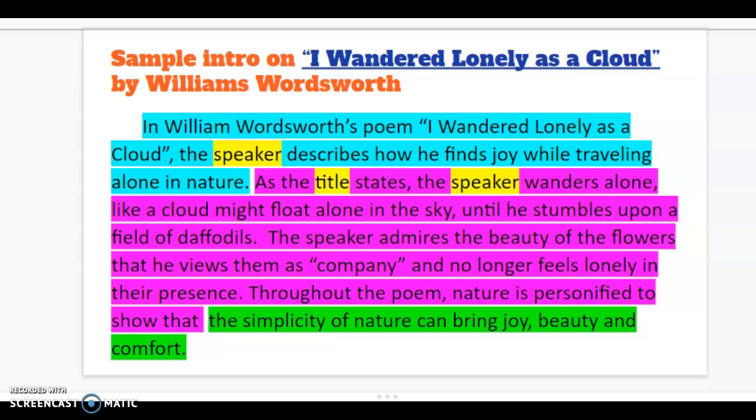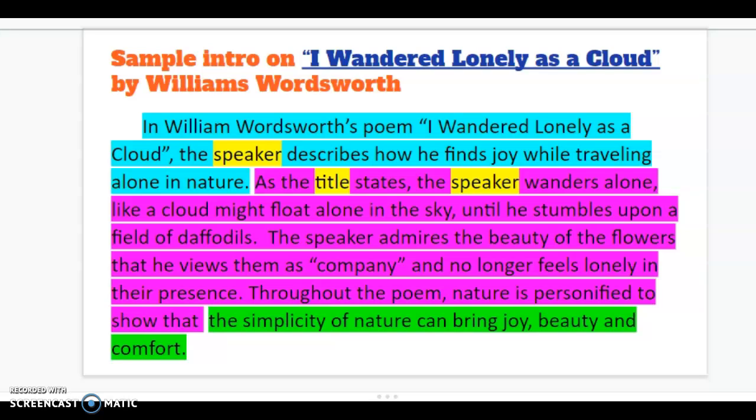So my first sample is based on William Wordsworth's poem, I Wandered Lonely as a Cloud, and I started by saying, in William Wordsworth's poem, I Wandered Lonely as a Cloud, the speaker describes how he finds joy while traveling alone in nature. So like I said, this isn't like a super attention-grabbing hook, but I'm just giving a 1-sentence main idea statement. So what is the poem about?